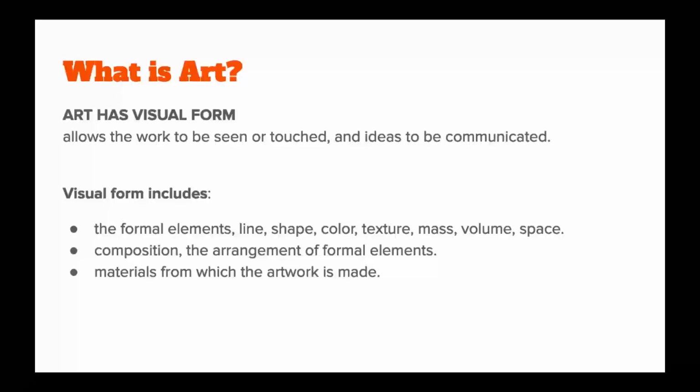You have the formal elements, very simple. Line, shape, color, texture, mass, volume, space. All right? That's what it's made of. What colors are there? How does it look? Composition is sort of the arrangement of those elements. Right? Are the colors bright? Are they muted? Is it tall? Is it big? Is it small?